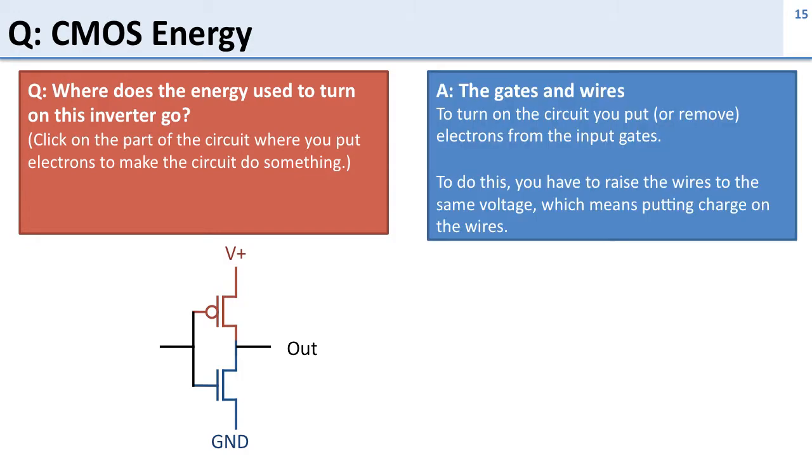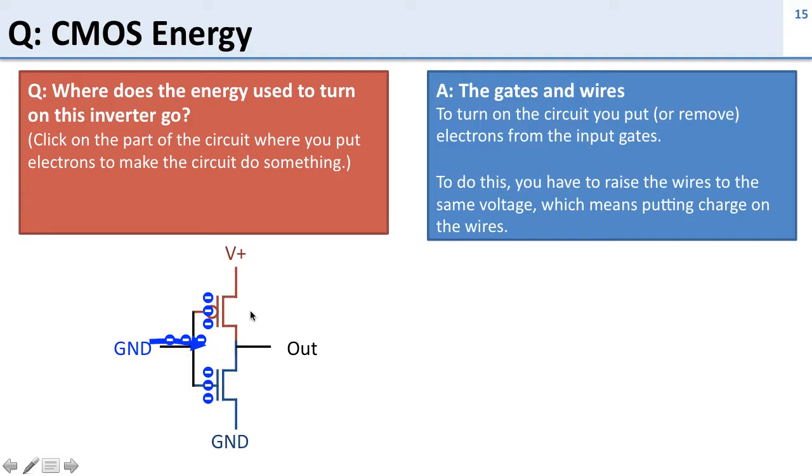Well, the energy to turn it on goes into the gates and wires. And the reason we do this is we have to put the electrons in there. So if we want to turn on this circuit, maybe we'll hook it up to ground, so it's an inverter. We're going to have to put electrons all along here in order to pull the voltage down. So we're going to have to put charge on here, or move charge along there in order to change what the circuit does. So that's not just putting charge or moving charge off the gates, but it's also the wires too.